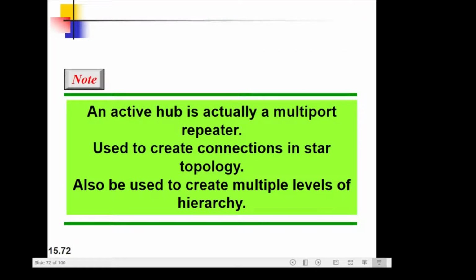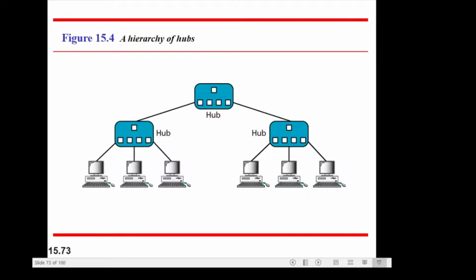An active hub is actually a multi-port repeater. It is used to create connections in a star topology. If you still remember the star topology, it has a hub in the middle of the topology. It can also be used to create multiple levels of hierarchy. So here, the active hub is in the middle of the star topology.